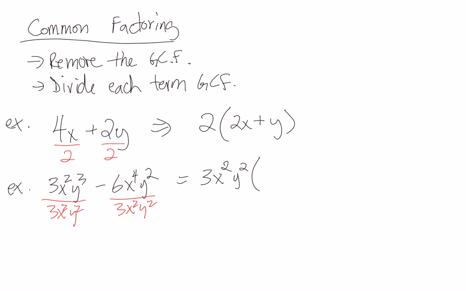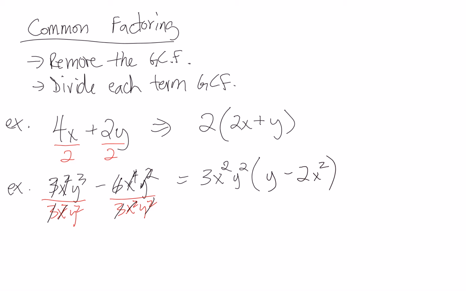And then our leftovers, once we divide by that common factor, you can see in the first one, the 3's cancel, the x's cancel, x squareds cancel. All we get left over is 1y, y to the 3 divided by y to the 2. And then for the second one, we have 6 divided by 3, so that'll be 2. We have x to the 4th over x to the 2, so that'll be x squared, and our y's cancel, and we're done.